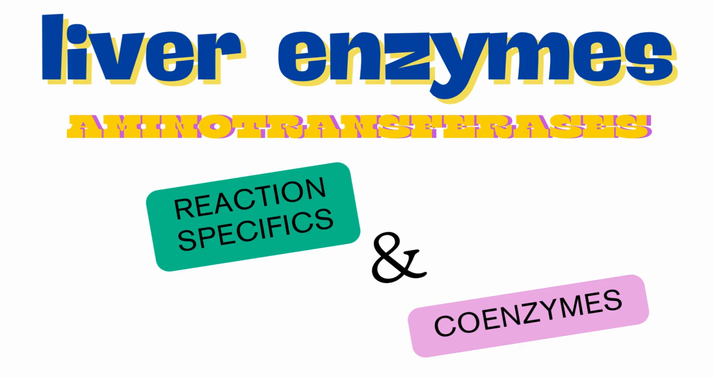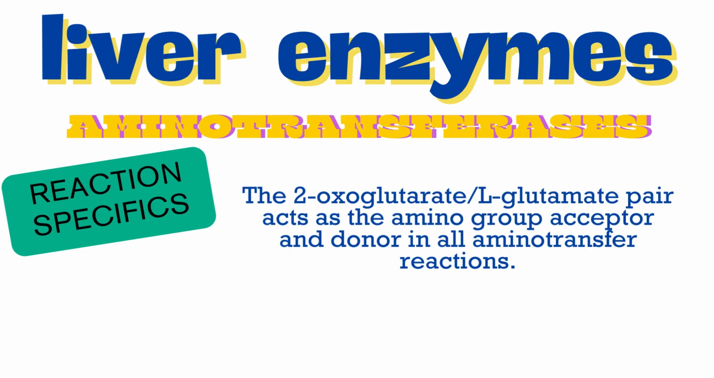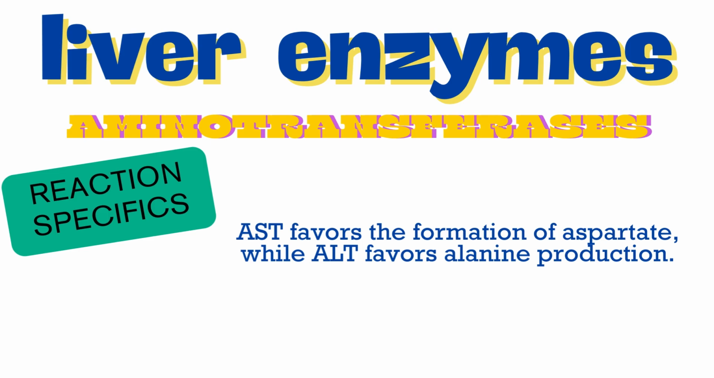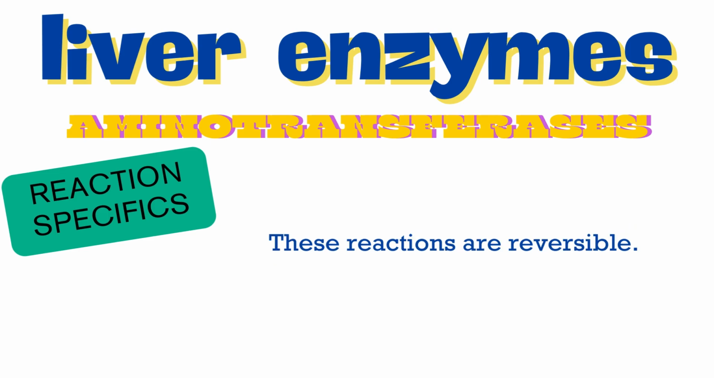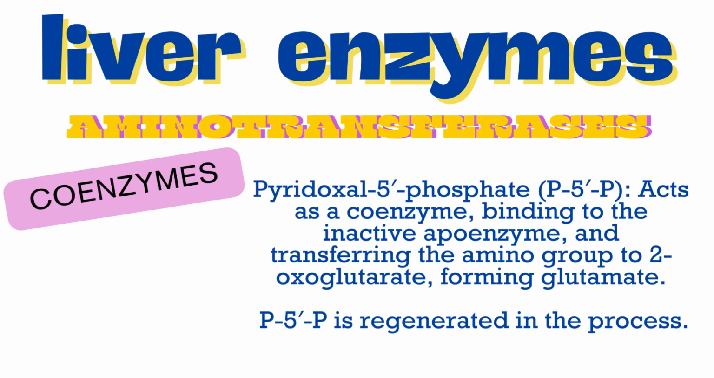Reaction specifics. The 2-oxoglutarate/L-glutamate pair acts as the amino group acceptor and donor in all aminotransfer reactions. AST favors the formation of aspartate, while ALT favors alanine production. These reactions are reversible.